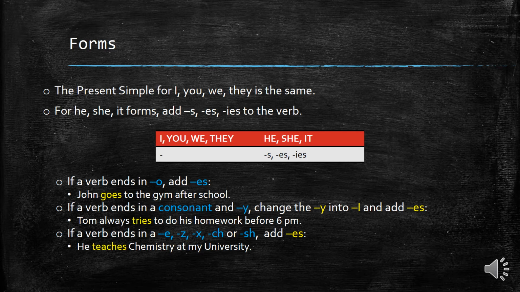If a verb ends in a consonant plus y, like try, then you add ies. Tom always tries to do his homework before 6 p.m. If you have verbs ending in o, z, x, ch, sh, then again you have to add es. For example, the verb teach ends in ch, and then you just add es at the end. He teaches chemistry at my university.